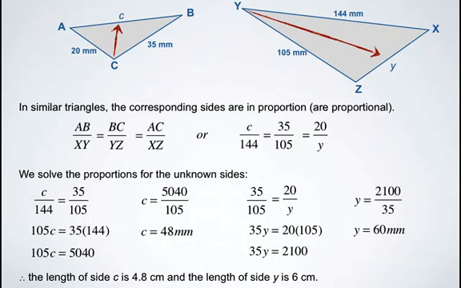So therefore, the side length of side C is about 4.8 centimeters, or 48 millimeters, and the side length of Y is 6 centimeters, or about 60 millimeters.